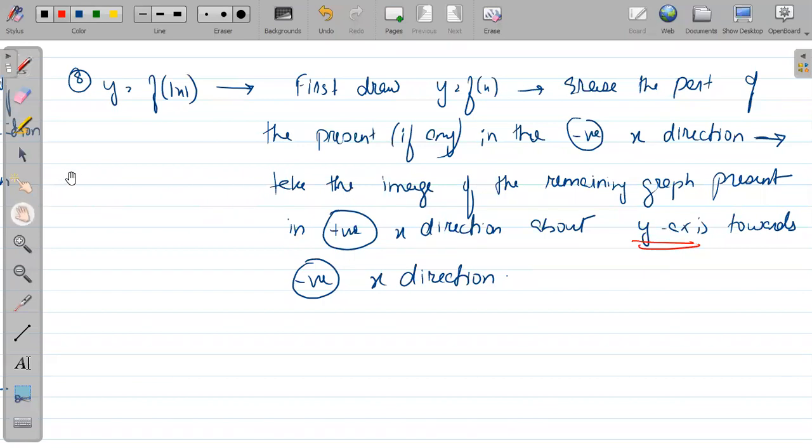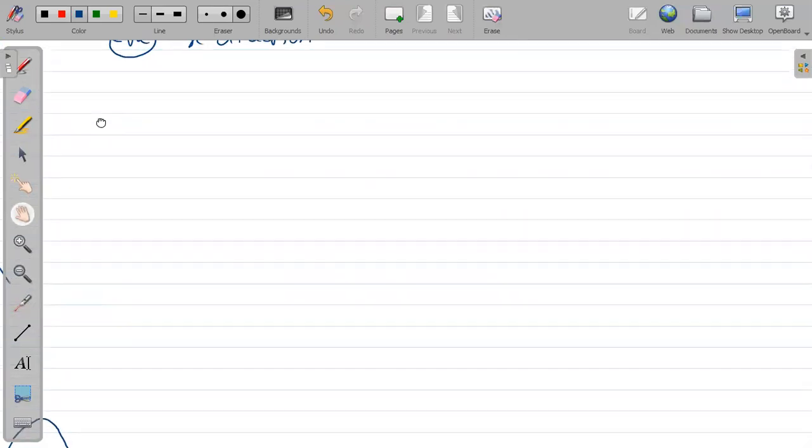First, you have to draw the graph y equal to f of x. If there is any negative x part, erase it. Then take the image of the positive x part about y-axis. About y-axis is the important statement. I have already underlined this term. About y-axis, towards negative x direction. What does it mean? Let's have an example nicely so that you will get to know.